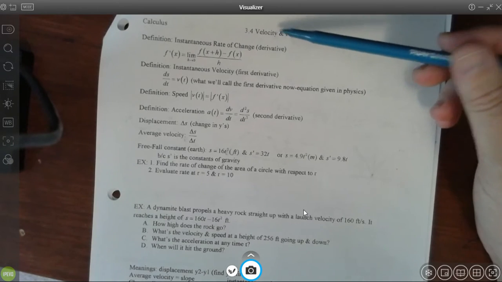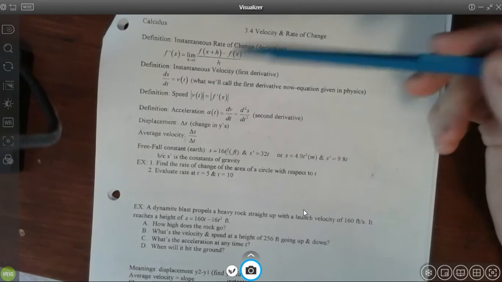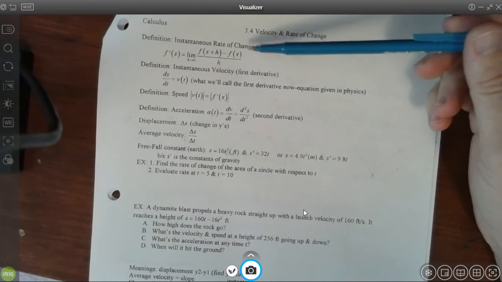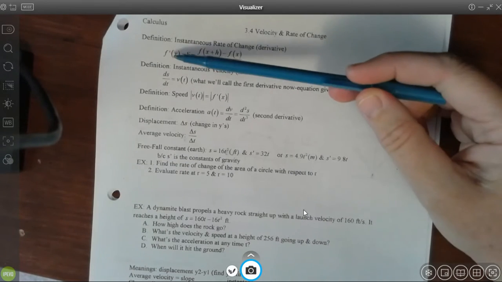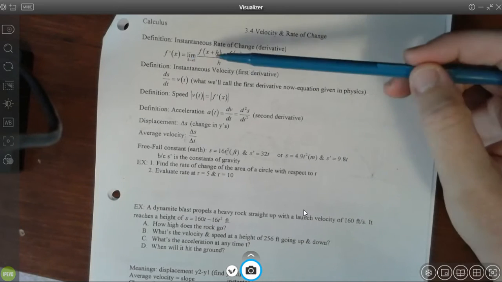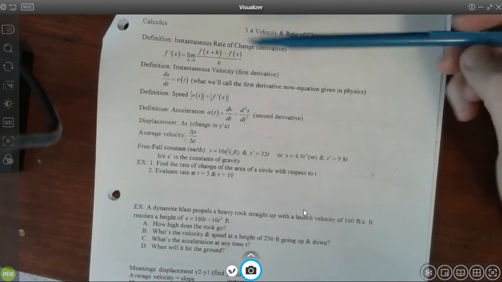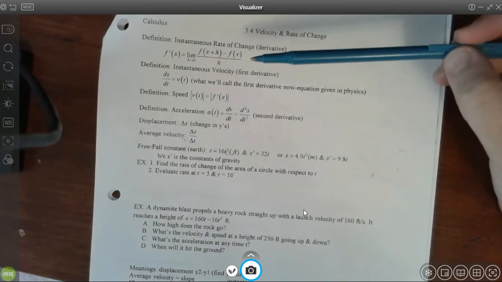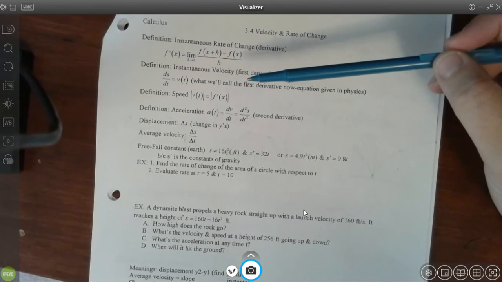So this section is about velocity and rate of change. We've already defined the instantaneous rate of change. That means the slope at one point, which is also called the derivative. So when we take the derivative, these are the exact same things that we've been doing in the last few lessons. So if we ask you what's the instantaneous velocity, or what's the instantaneous rate of change, we're asking you to just take the derivative.